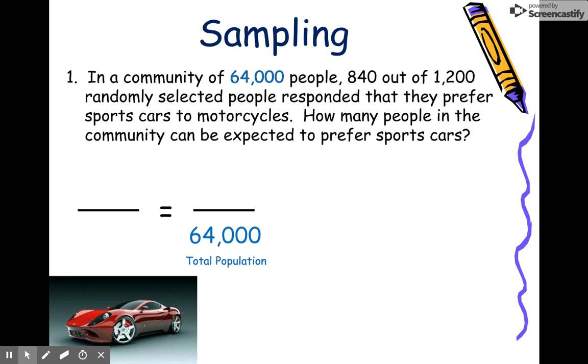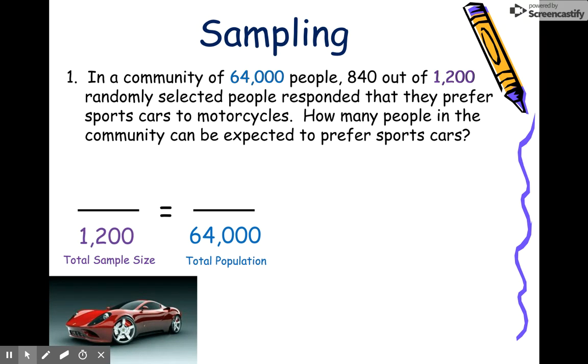Then the next thing that you need to figure out is how much is in your sample size. So how many people did you randomly select and ask this question? So in this case, that's 1,200 because it's out of 1,200. So that infers that we asked that many people. So that goes on the bottom of your first fraction.